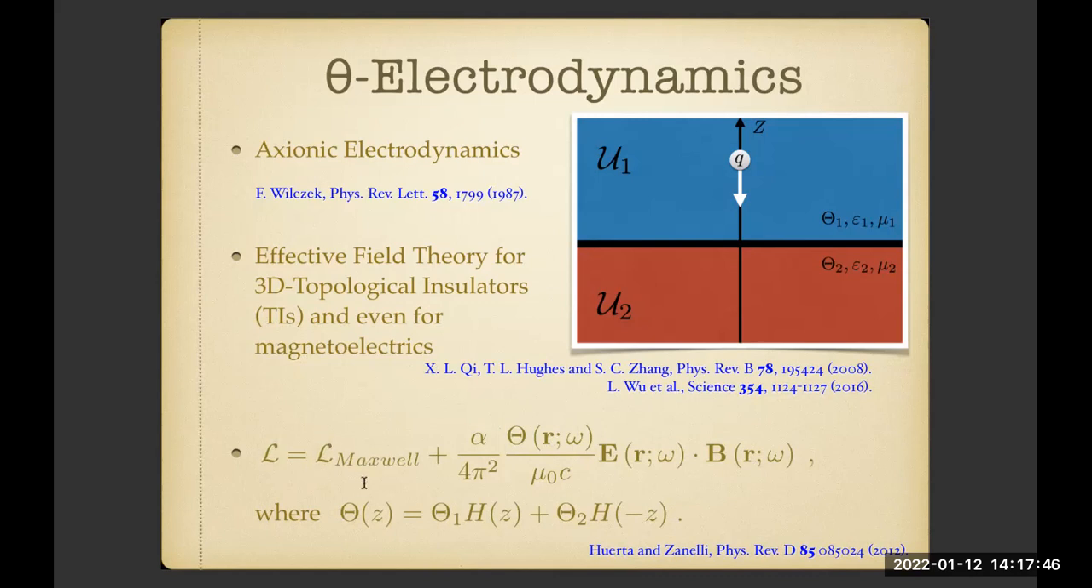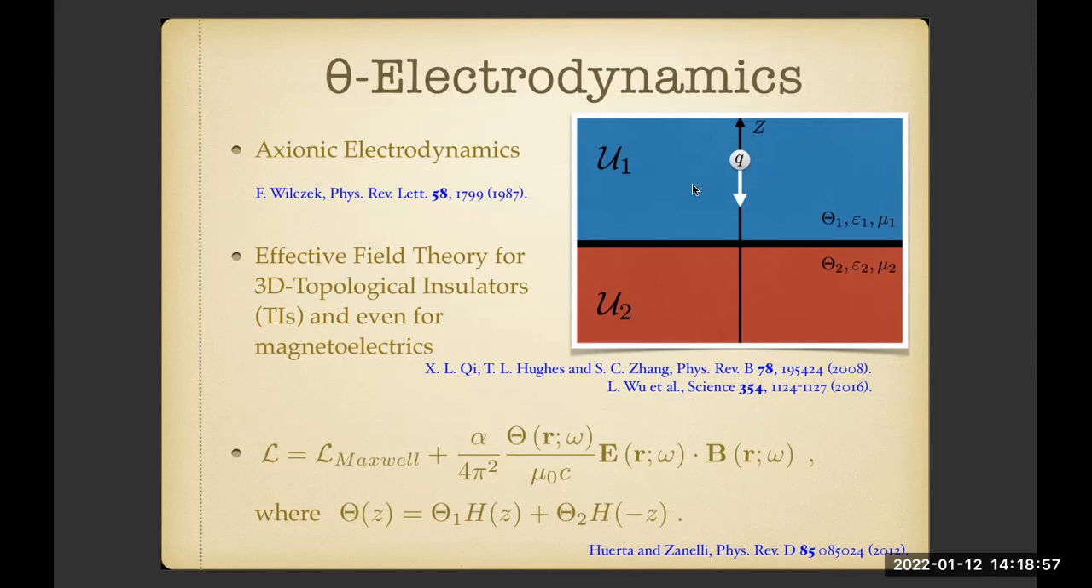You take the Maxwell Lagrangian and you add this term, and to make the connection with the topological point of view, this E dot B, electric field dot magnetic field, is the abelian Pontryagin density in 3+1 dimensions. We couple it with this theta, which in axionic electrodynamics is the axion field. But in our effective field theory, in order to model the electromagnetic response of these topological insulators or magnetoelectric media, we restrict this theta field to this form, which has a constant value, theta1, times this Heaviside function, and in the lower semi-space, a constant value, theta2, times the corresponding Heaviside function.